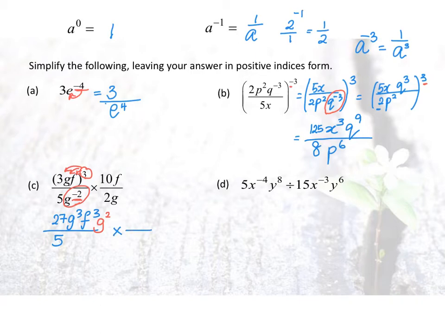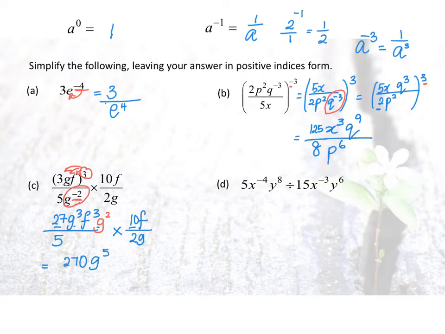Times 10F, 2G. What can we do? We can multiply the numerator with the numerator. So 27 times 10, that gives me 270. G cubed times G squared, that gives me G to the power of 5, because when you have multiplication, the powers add together.